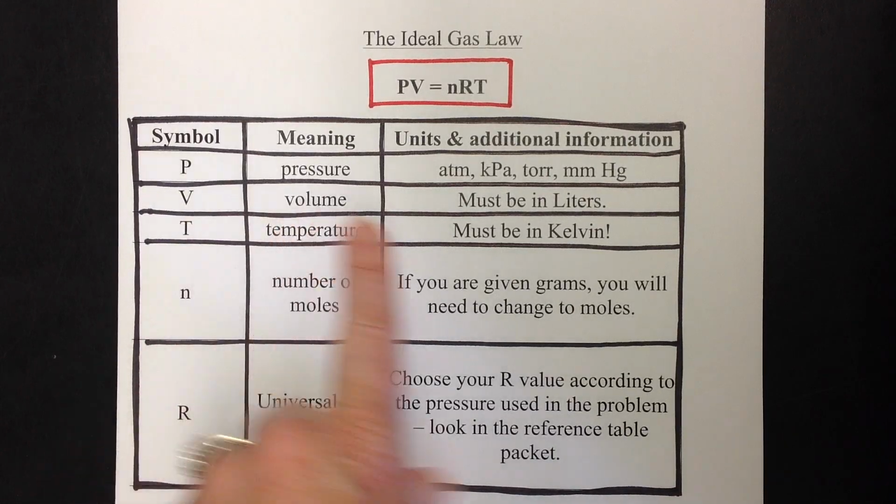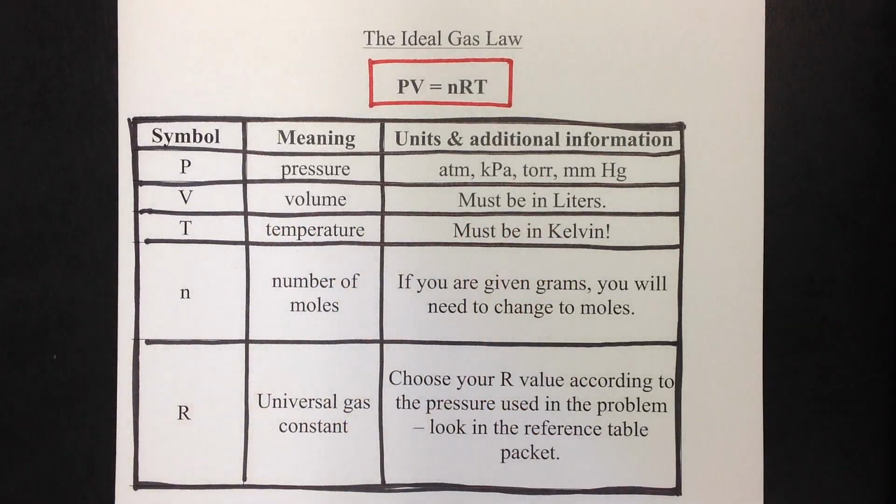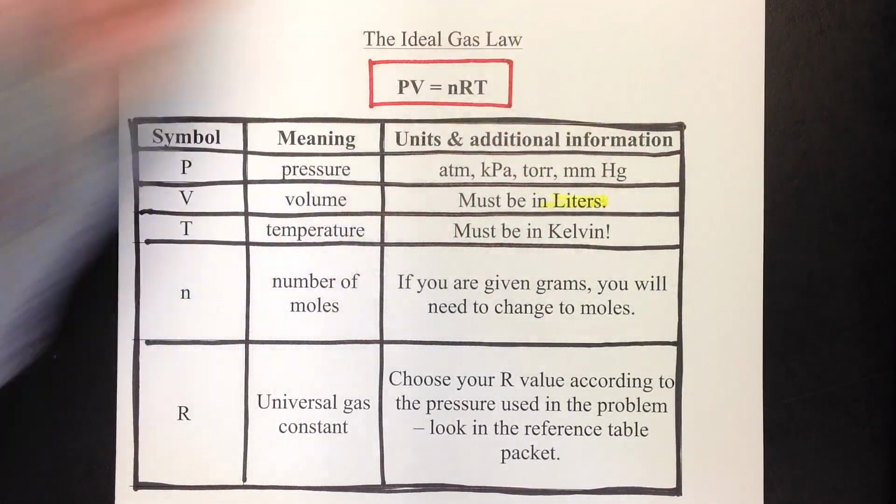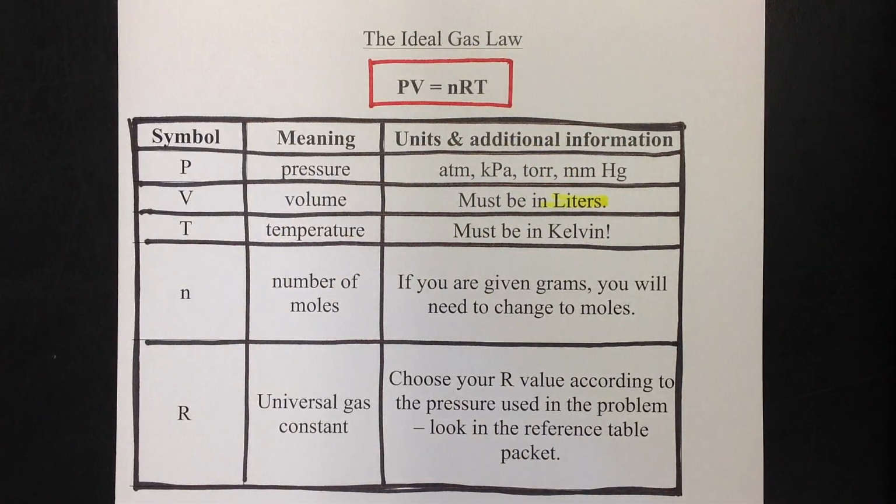V is volume, and volume must be measured in liters. Now that also makes this law just a little bit different from the basic gas laws, and by basic gas laws I am referring to Boyle's, Charles's, Gay-Lussac's, and the combined gas law. For those gas laws, it didn't matter what the volume was in as long as you kept it consistent throughout the problem. For the ideal gas law, the volume must be in liters when you plug it in.